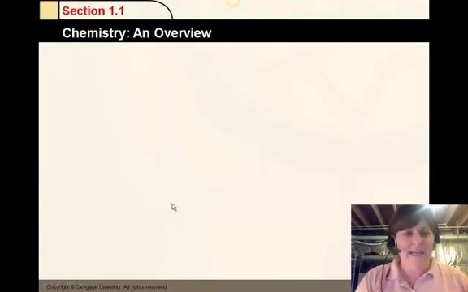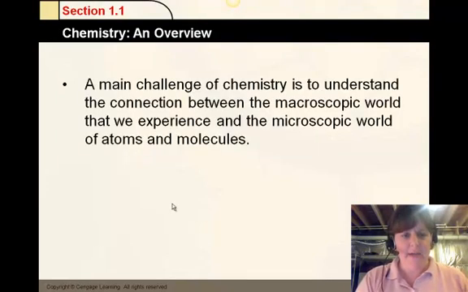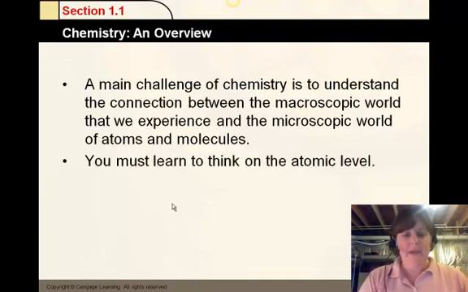And in the beginning, of course, chemistry is the study of matter. So this is a bit of an overview. The main challenge of chemistry is to understand the connection between the macroscopic world that we experience and the microscopic world of atoms and molecules. When you took physics, of course, that was the macroscopic world. Biology and chemistry tend to look at the microscopic world. You have to think on an atomic level.